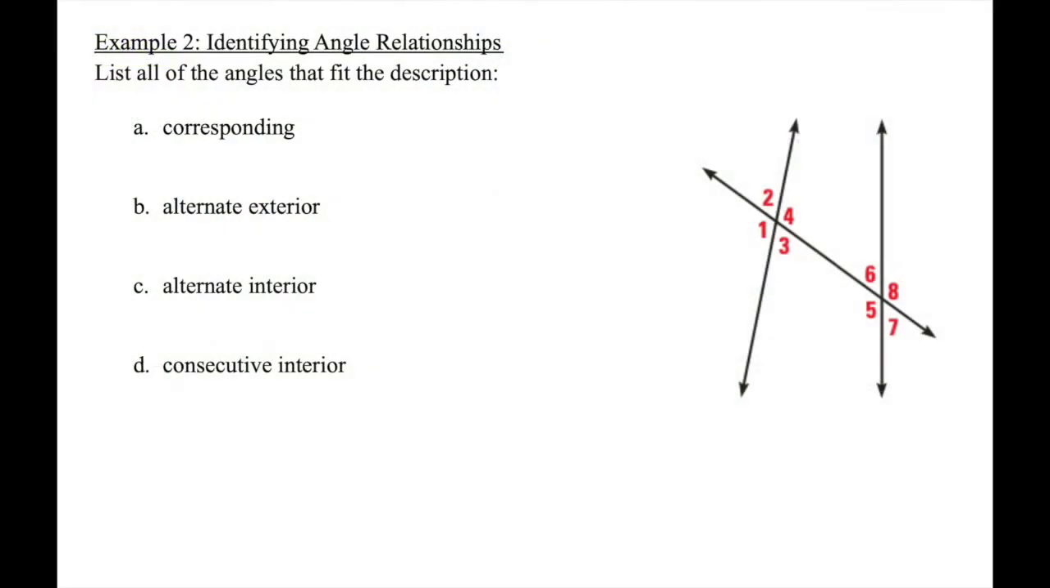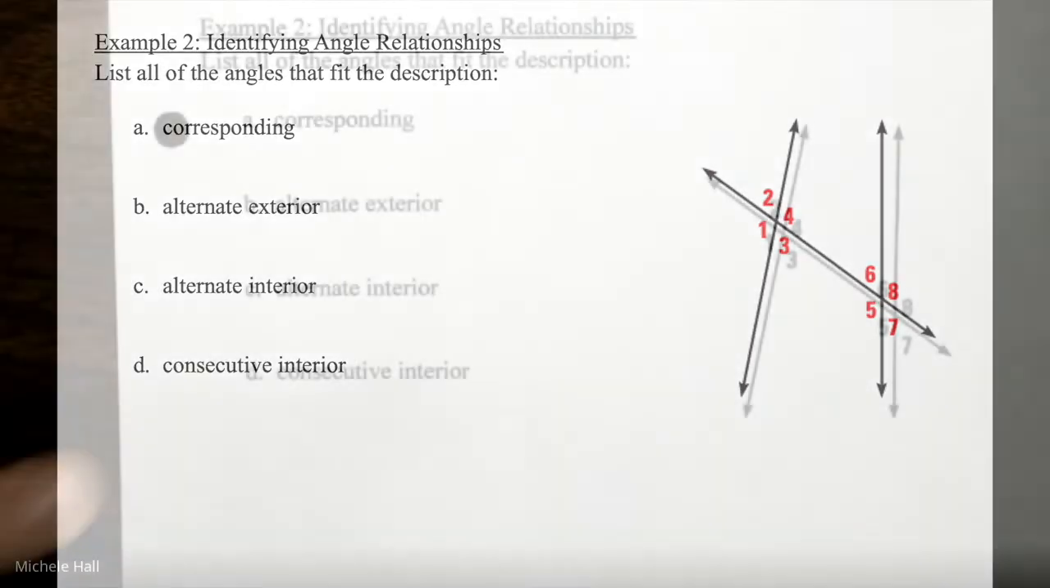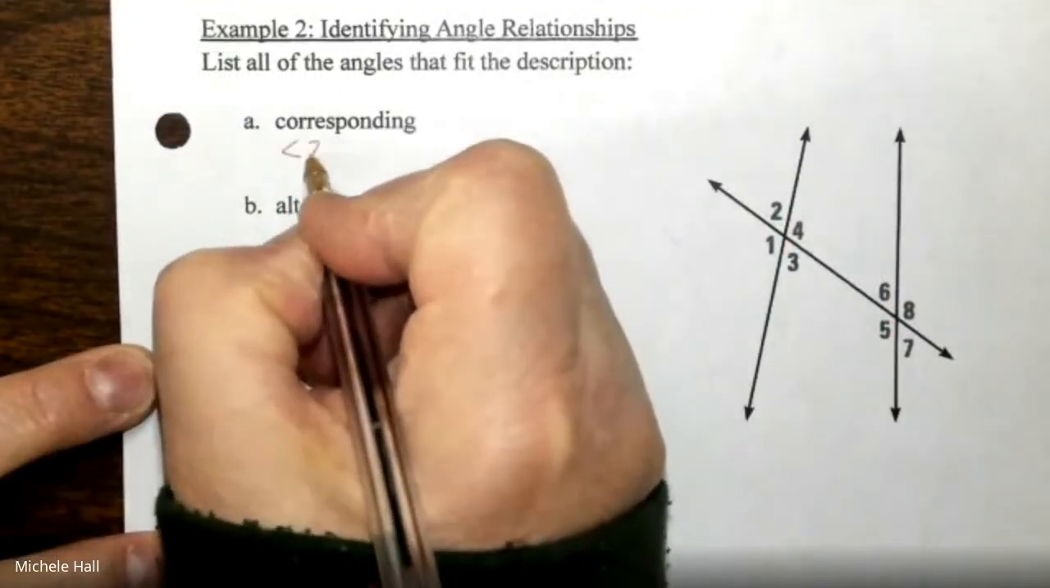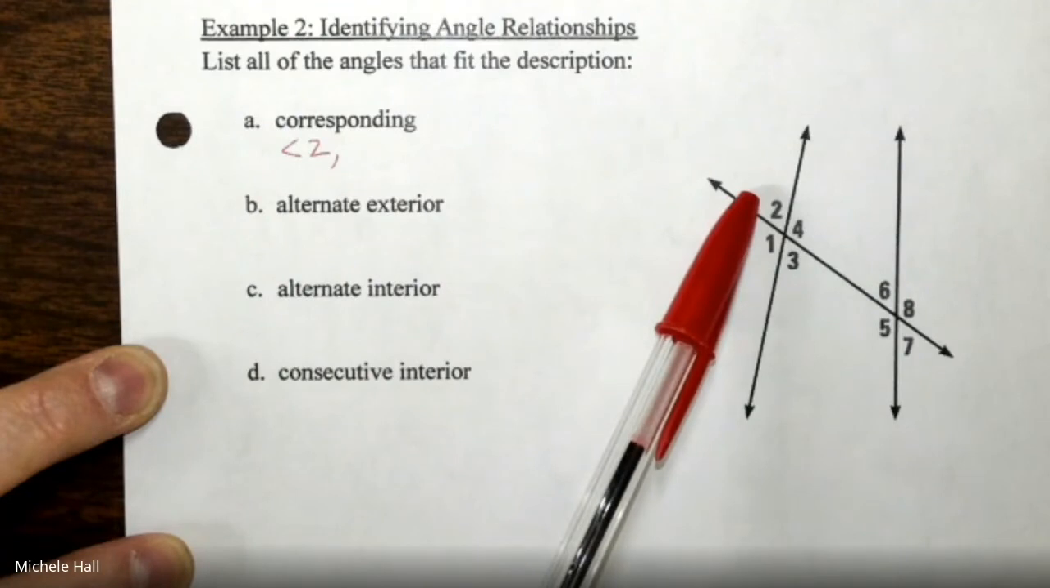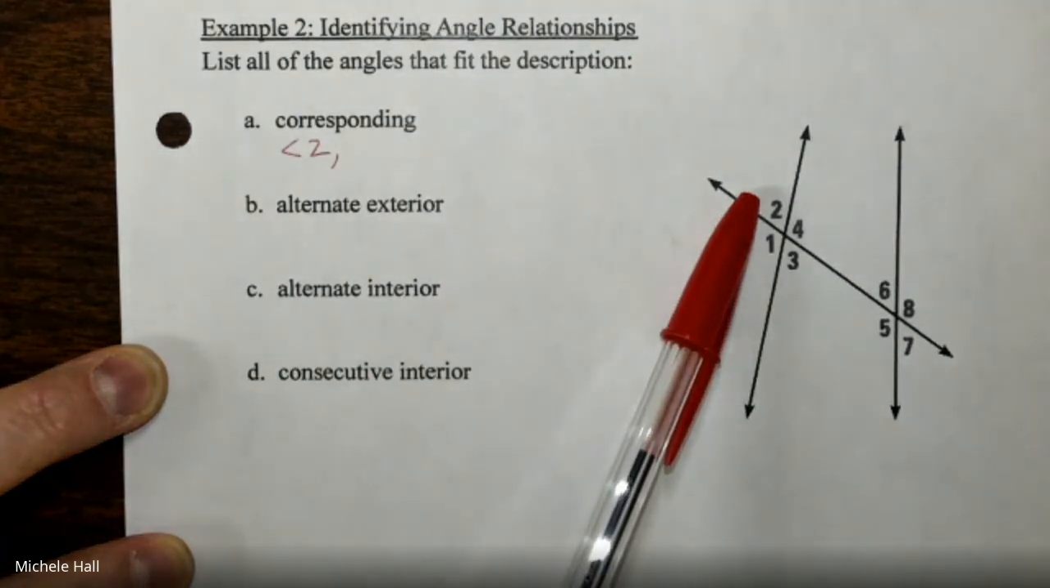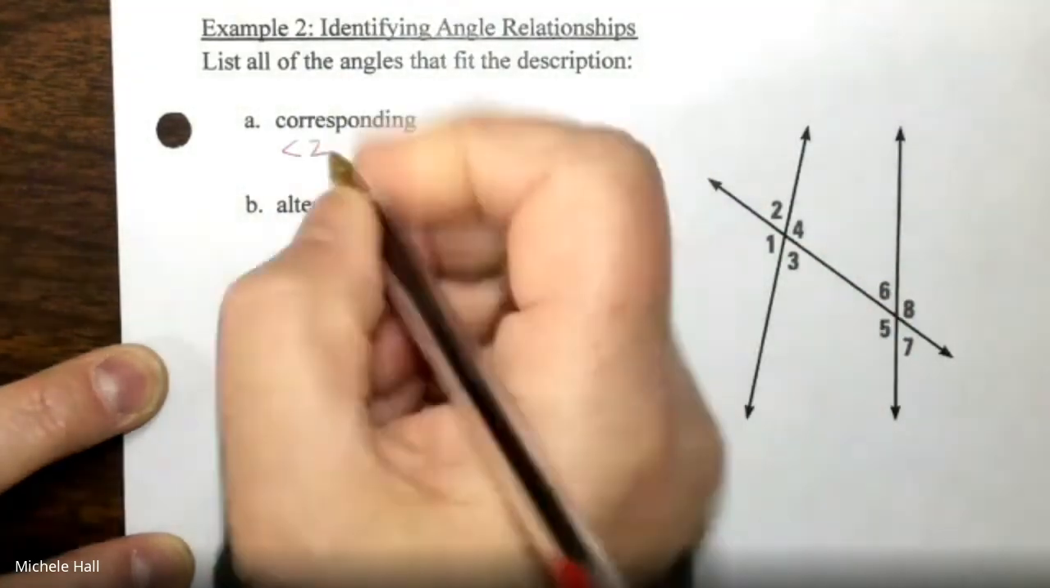Example 2, one more page, and we're going to list those angles. One more page in your notes, corresponding angles. Angle 2 corresponds to which angle? They're in the same position. Angle 2, and angle 6.